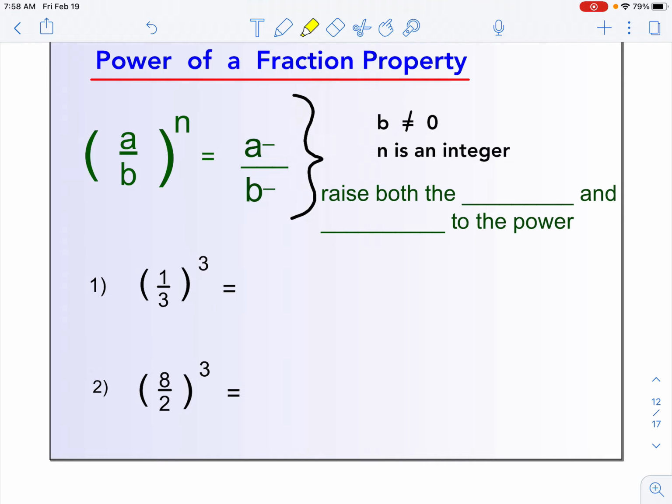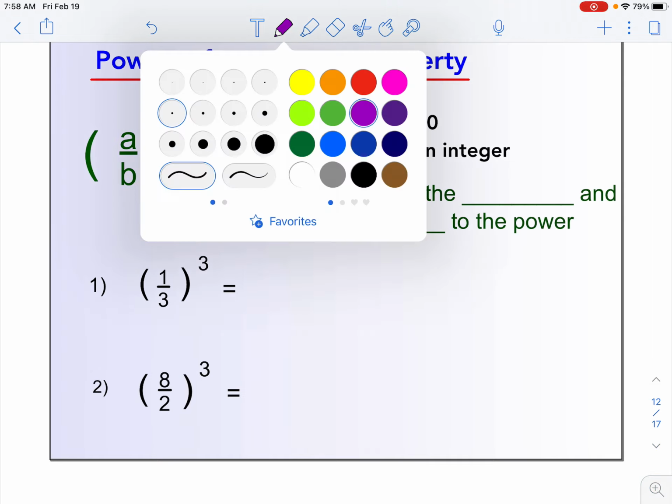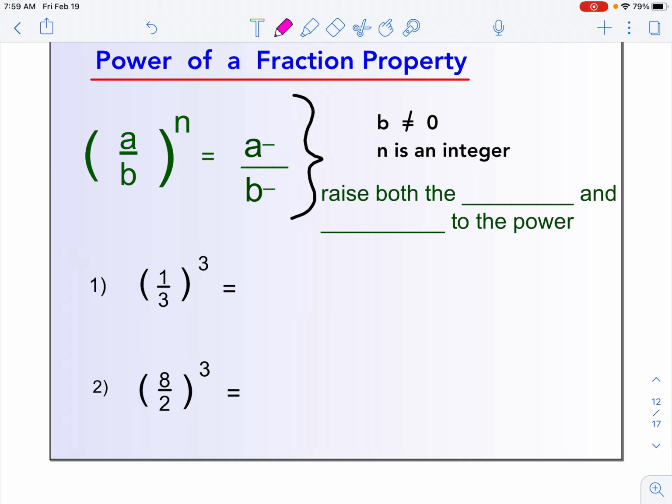So if you have a over b raised to the n power, that will become a to the n power over b to the n power. So we raise both the numerator and denominator to that same power.